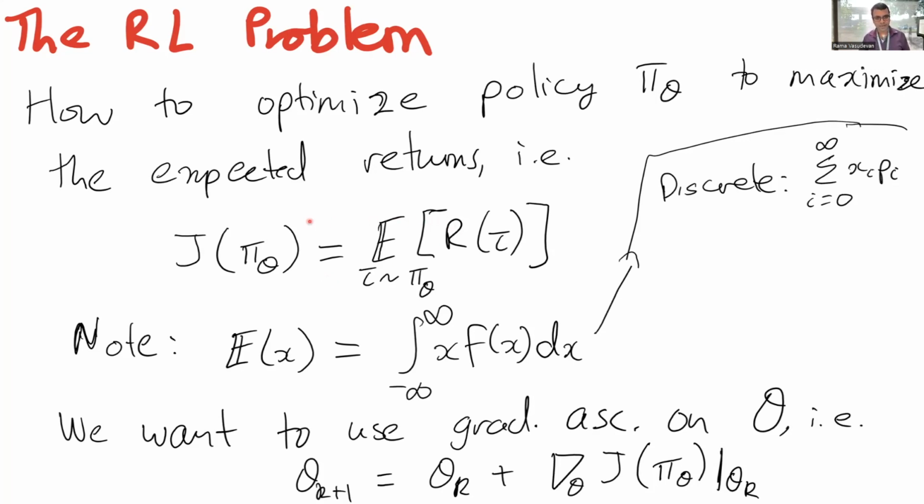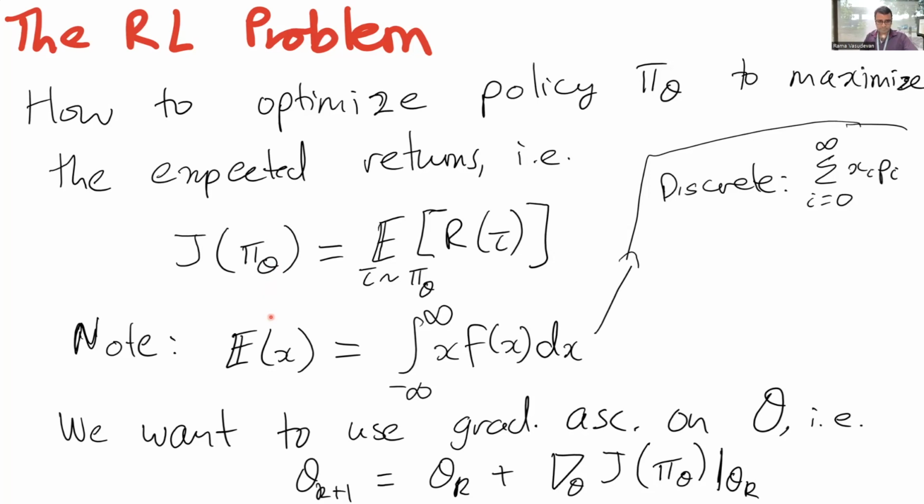We want to maximize this objective function J, right? In other words, we want to maximize the expectation of these rewards by adjusting the parameters of the policy theta, such that we can maximize this J value. So we can maximize this objective function.